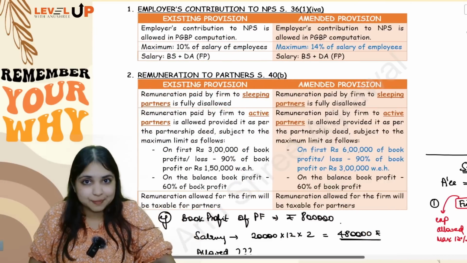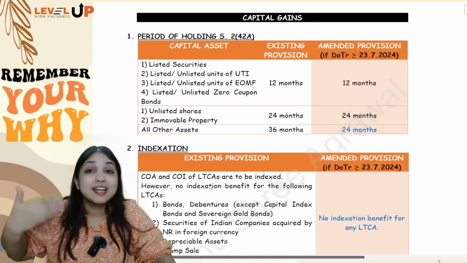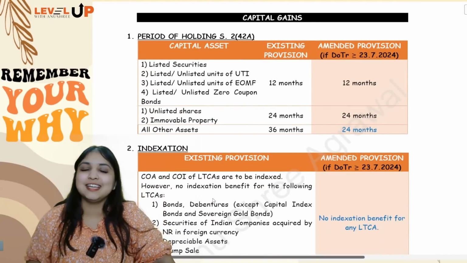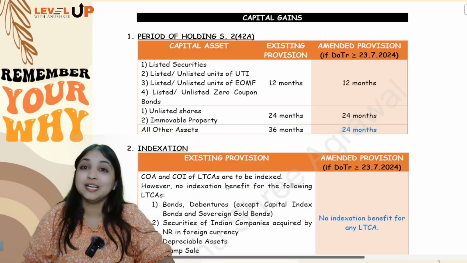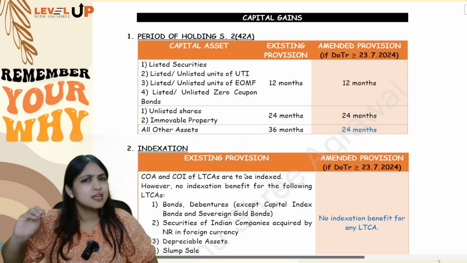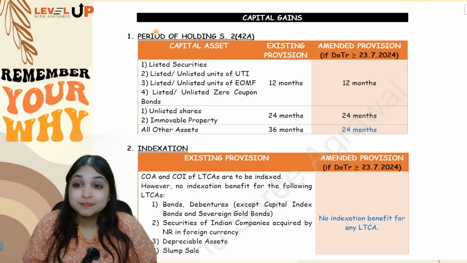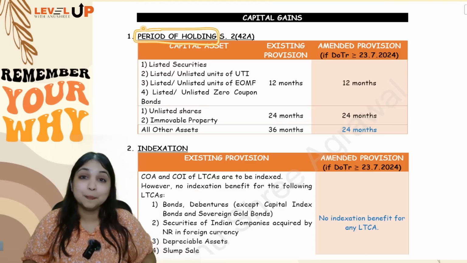But if the assessee is following 115 BAC, it doesn't matter who the employer is, the limit will be 14% for everybody. Okay, confident till here, understood till here, that itself should give you nice energy to go on into the capital gains discussion. Listen to me, 8 amendments, simple amendments, one by one we will take and sort it out. My first amendment is relating to period of holding.